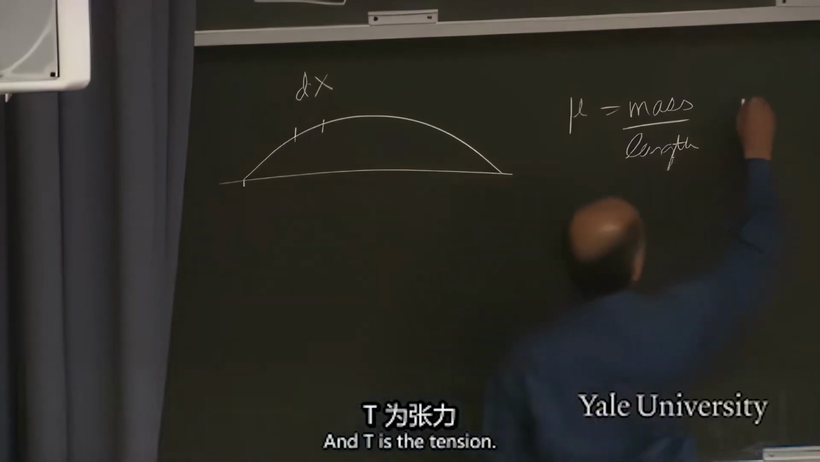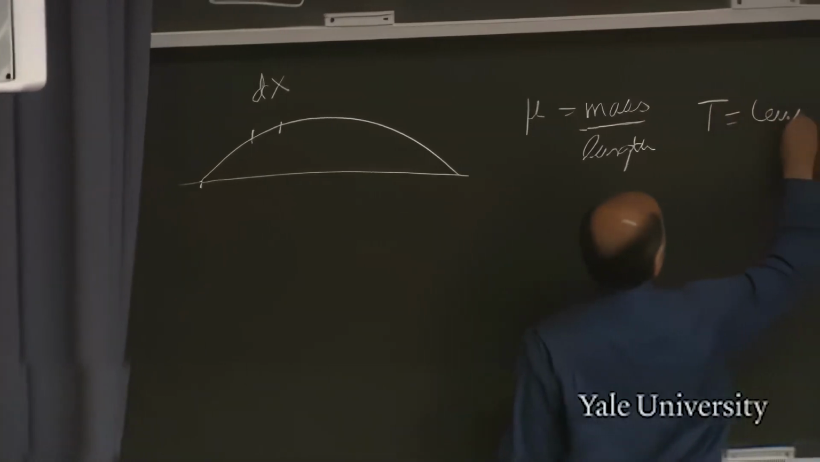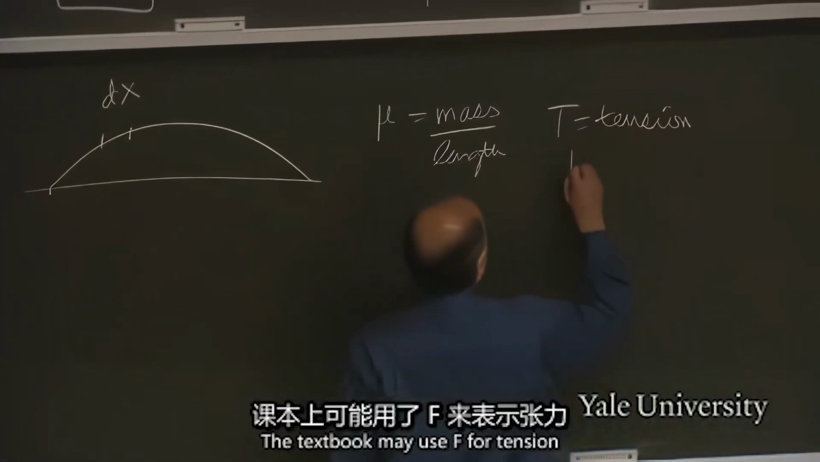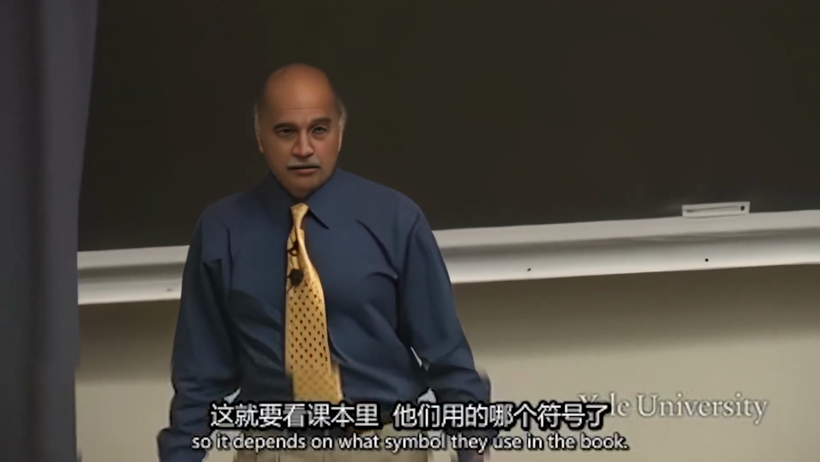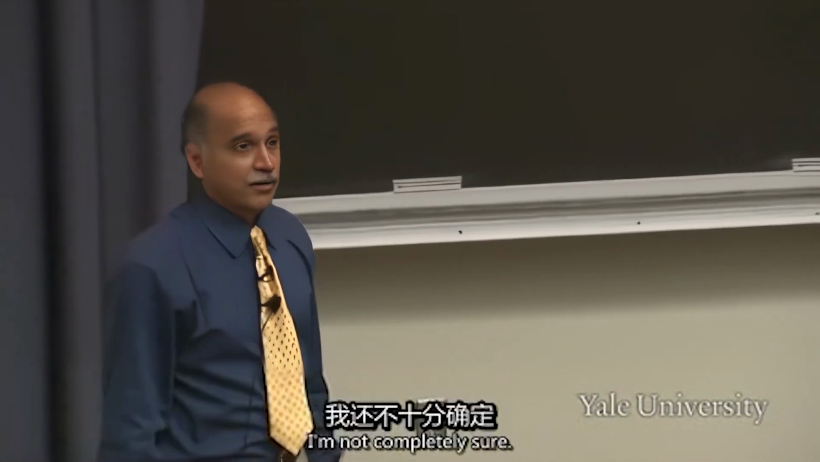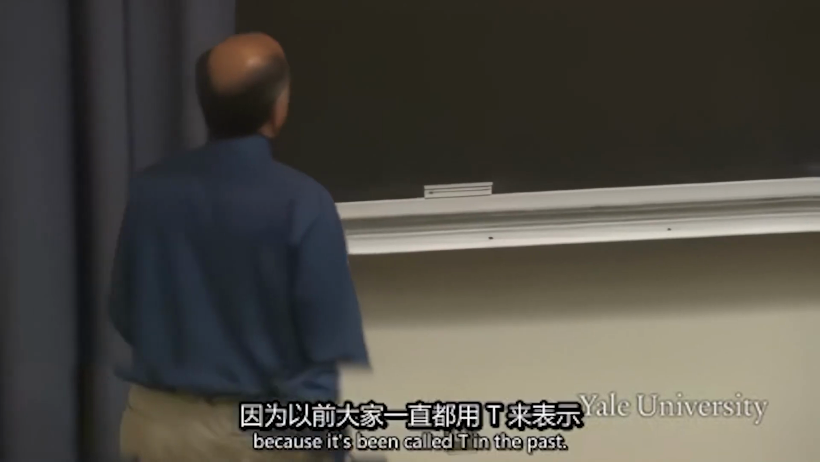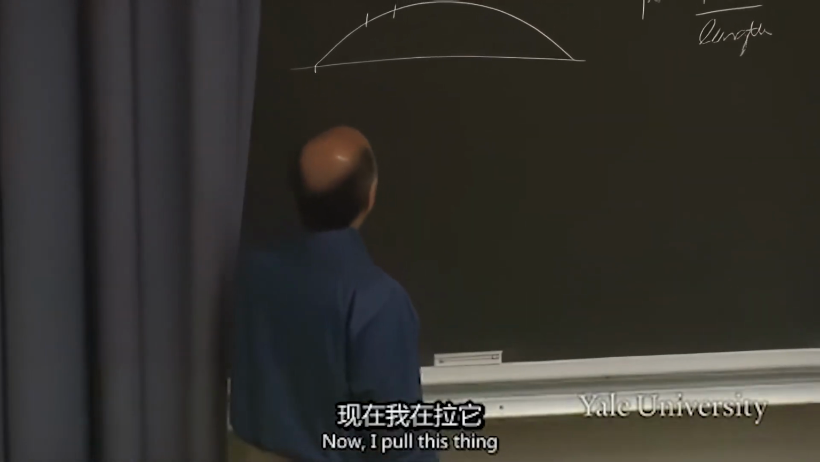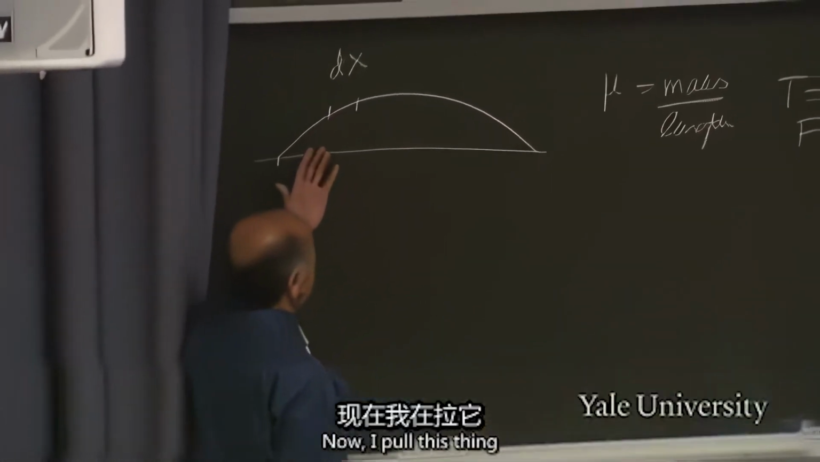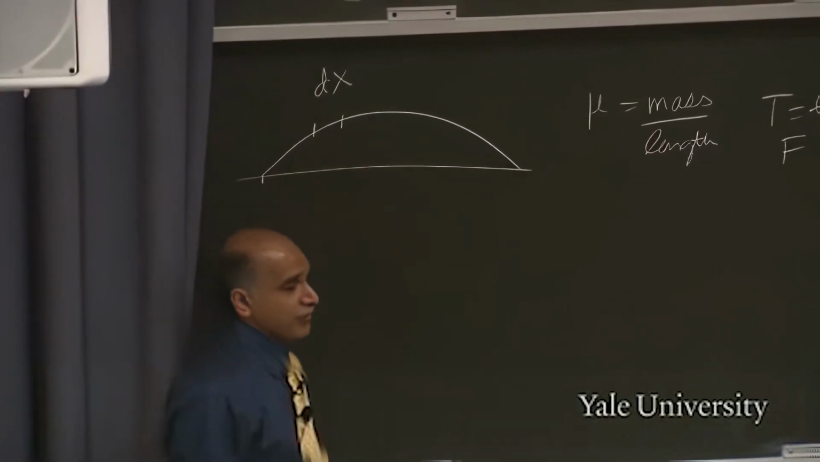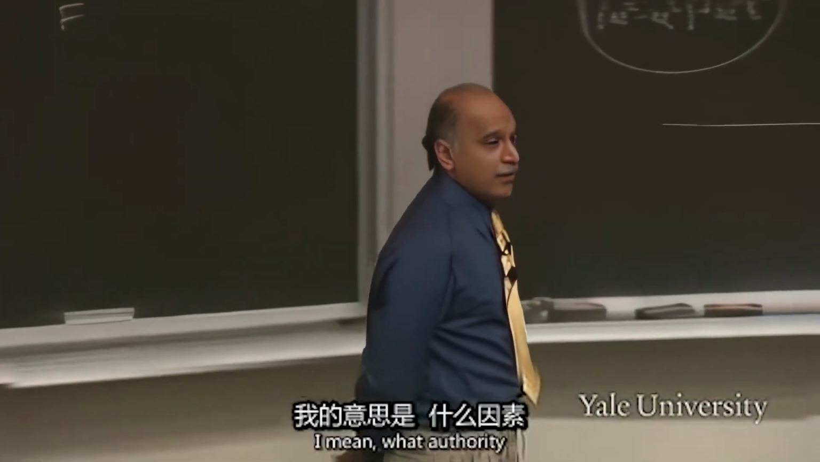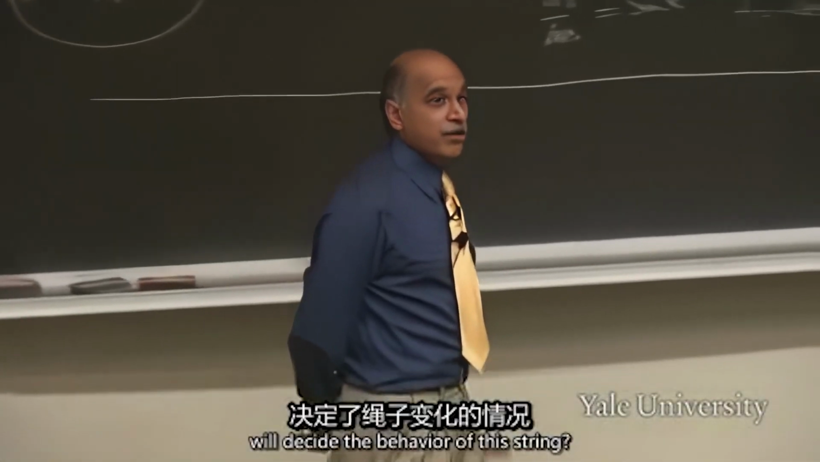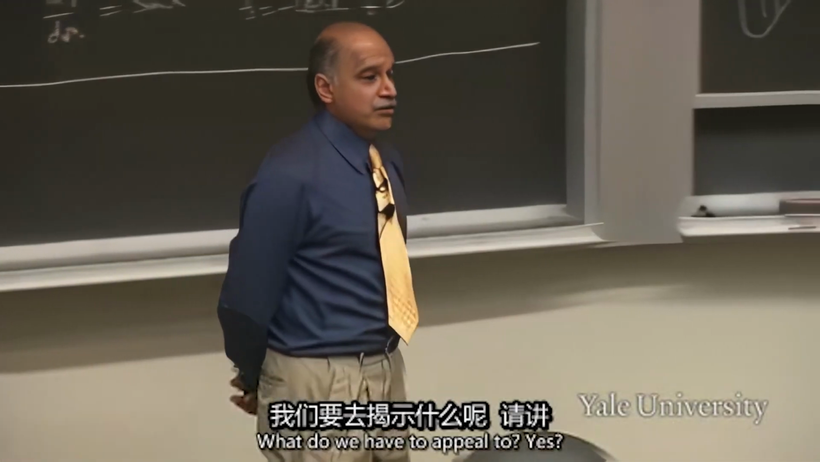And T is the tension. The textbook may use F for tension because T is the time period also. So it depends on what symbol they use in the book. I'm not completely sure. I'm going to call it T because it's been called T in the past. Now, I pull this thing, and I want to know what the whole string will do. Who is going to tell me now, what authority will decide the behavior of this string? What do we have to appeal to?